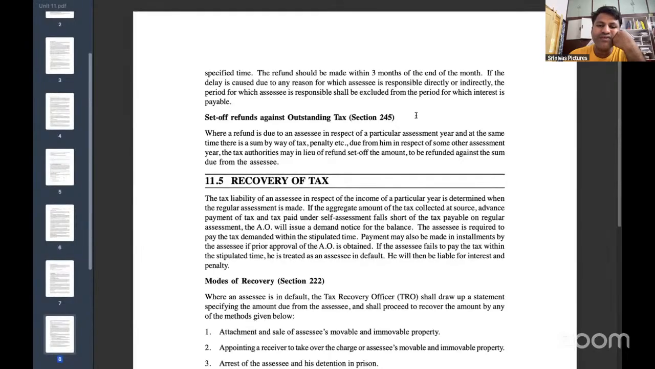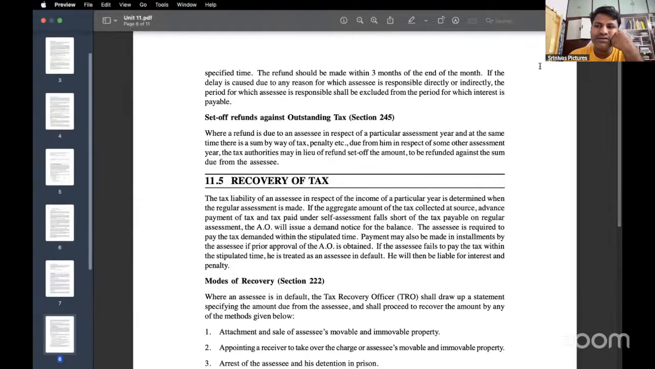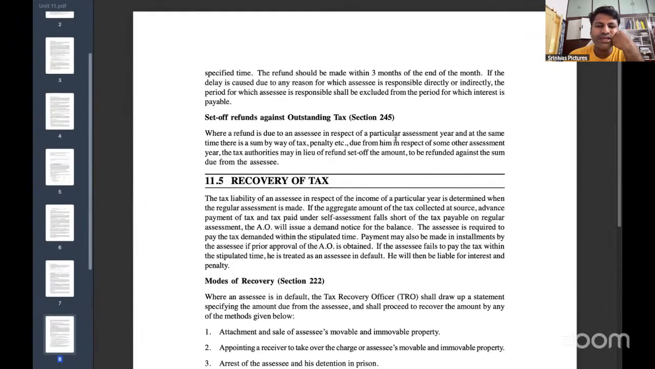Set-off against outstanding income tax. Section 245 talks about the way the refund due to the assessee in respect of a particular assessment year is adjusted. At the same time, a sum may be due by the assessee, such as penalty in respect of some assessment year, to the tax authorities. So, recovery of tax.